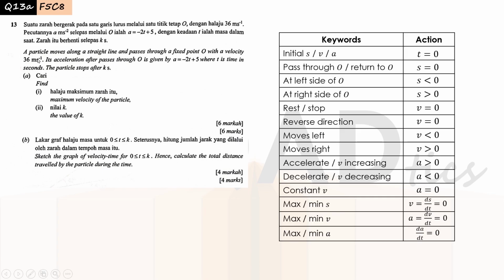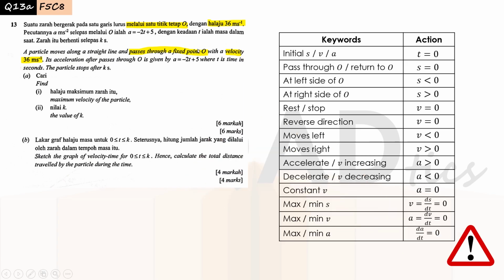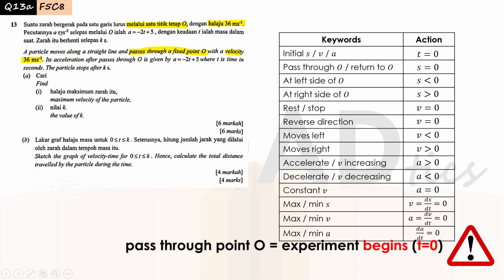So if we go back to the question here, it says the particle moves along a straight line as usual and it passes through a fixed point O. Okay, but the special thing is it has a velocity of 36 meters per second. Okay, this means that when the particle passes through the point O, so means when the experiment begins, this particle has already have a velocity, already has a speed. Okay, so this means when t equals to 0, when the experiment starts, when the particle passes through this point, it has a velocity of 36.